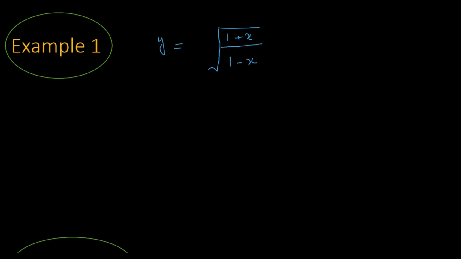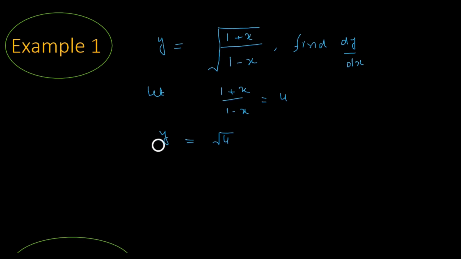We want to find dy by dx. For this, let (1 plus x) over (1 minus x) be equal to u. If we take it as u, then y is equal to the above expression, which will be equal to the square root of u.